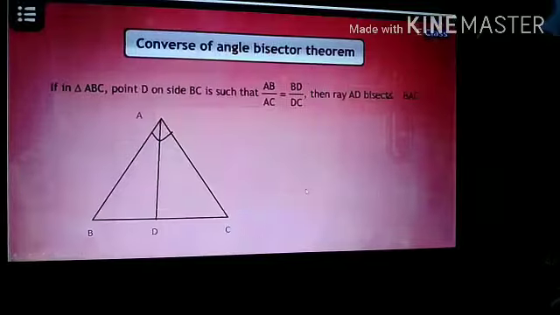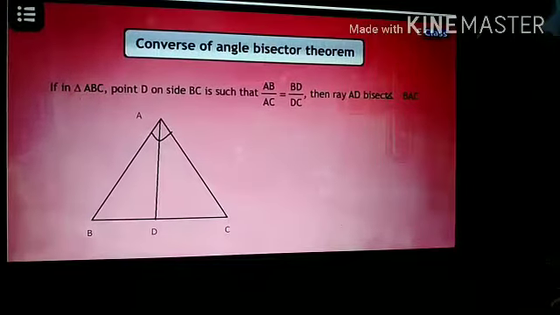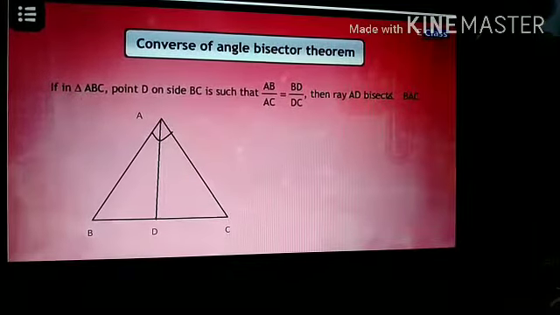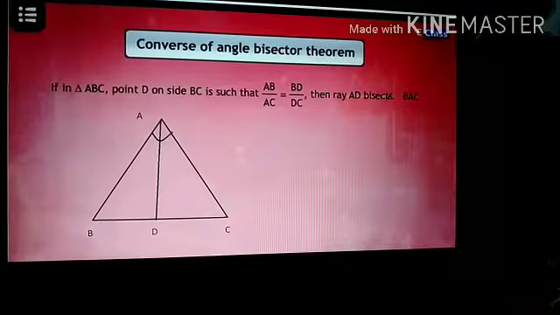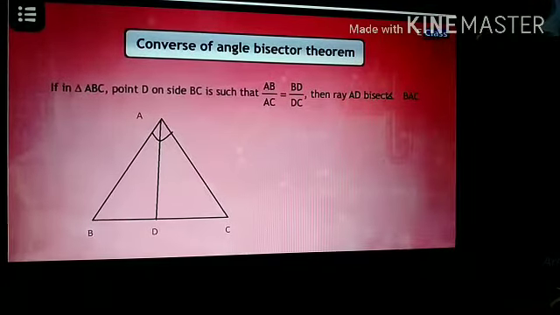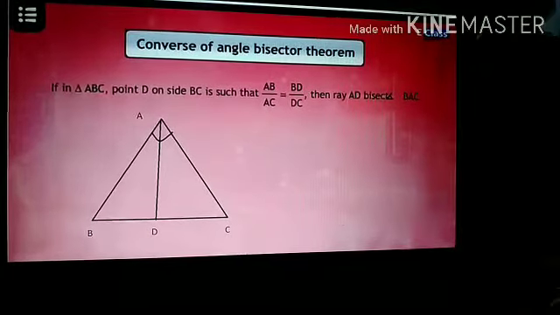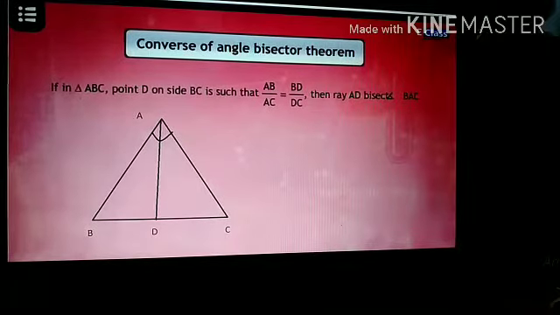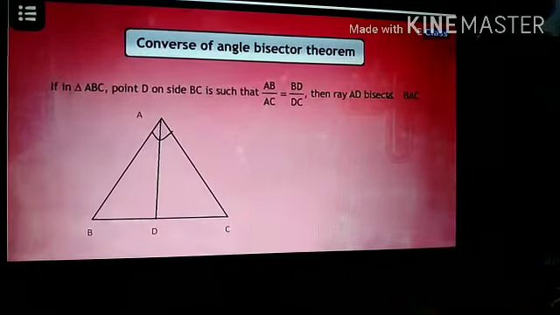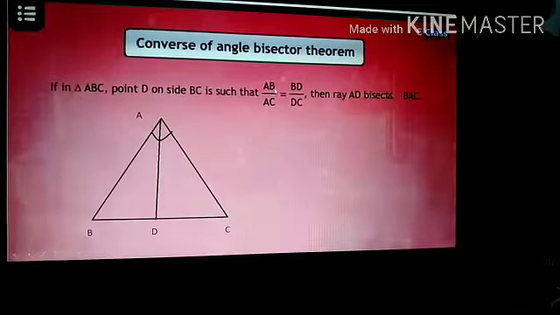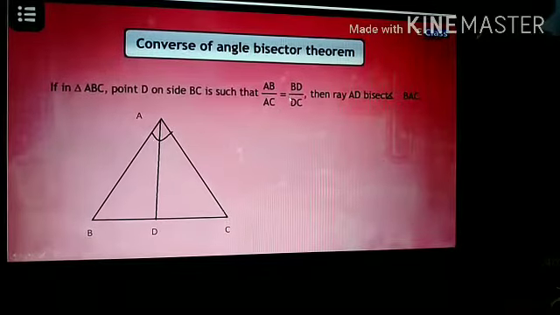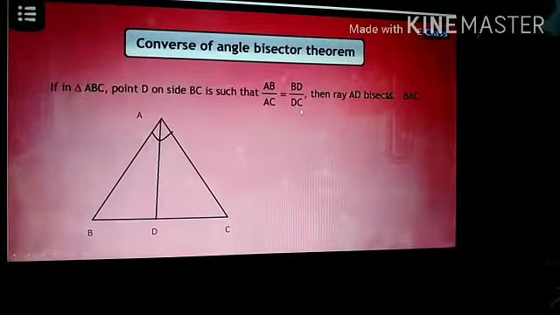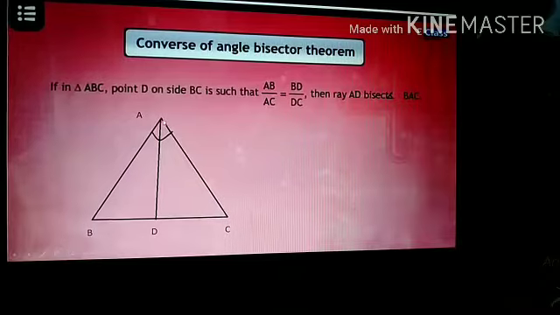We even saw the converse of angle bisector theorem, which states if a point is in the interior of an angle and equidistant from the sides, then it lies on the bisector of the angle. For this, if we prove the ratio of AB upon AC is equal to BD upon DC, then we can say AD is a bisector of angle BAC.